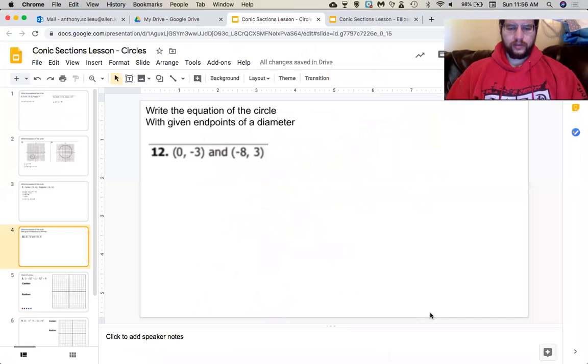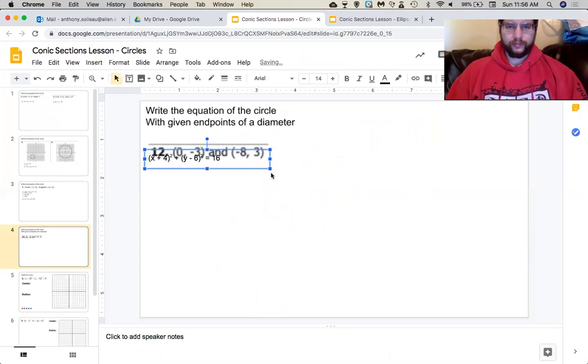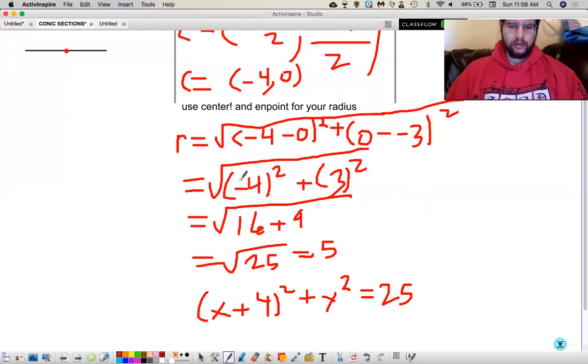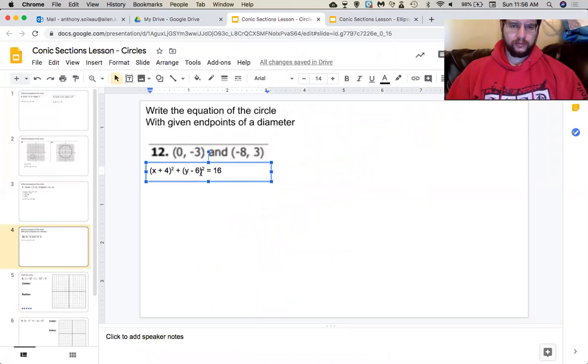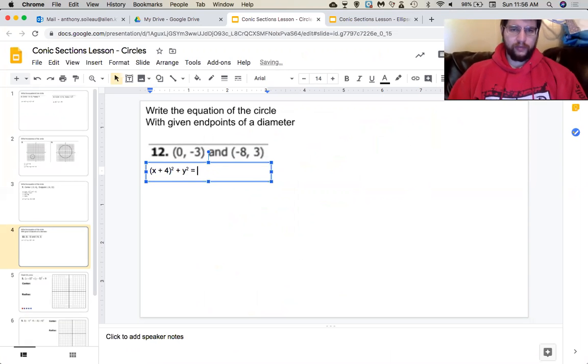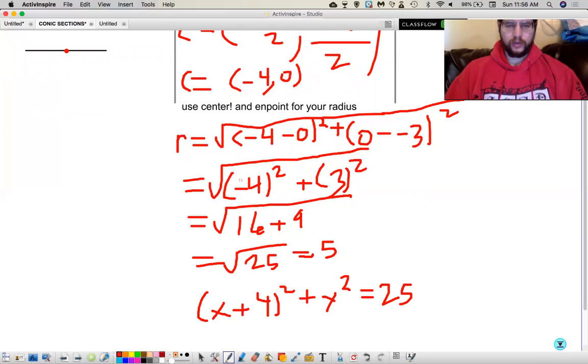And that's what I'm going to put over here. Do I have it copy pasted? Yes, I do. Copied, and I've pasted it. Plus 4, hey, that's nice. That's just going to be y squared. That's going to be 25. Boom, done.